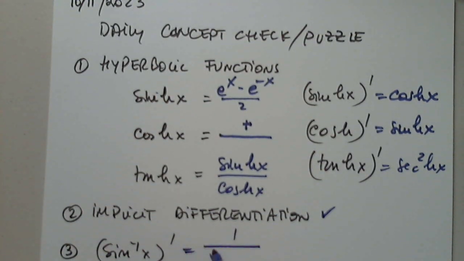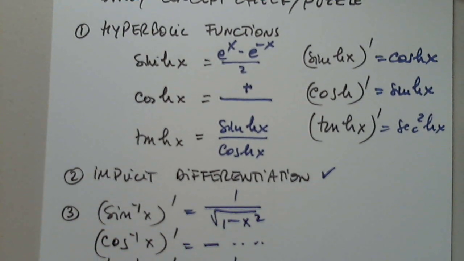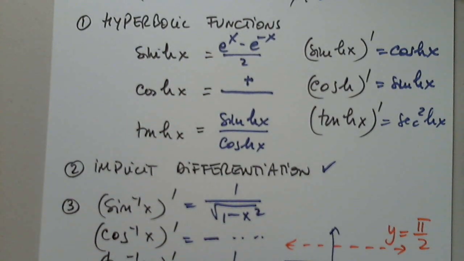This is 1 over the square root of 1 minus x squared. This one is the same, but with minus in front. And this one is 1 over 1 plus x squared. Arctangent, we graphed this function before, but let me graph it again. It has two horizontal asymptotes. This is y equals pi over 2, and this is y equals negative pi over 2.